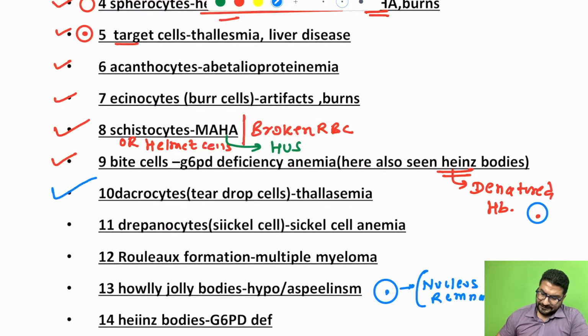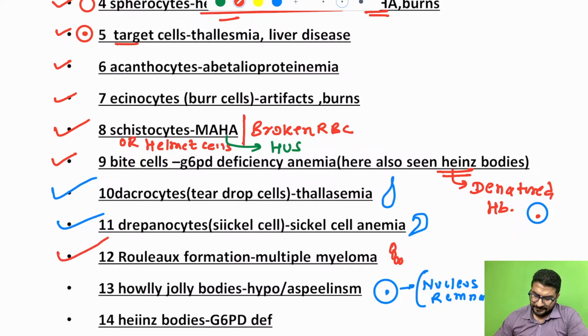Coming to dacrocytes. Dacrocytes are called tear drop cells. They look like a drop of tear. Drepanocytes are sickled RBCs. They look like a sickle. Rouleaux formation means RBCs stack one on top of another like this. We call this rouleaux formation. It is seen in multiple myeloma.